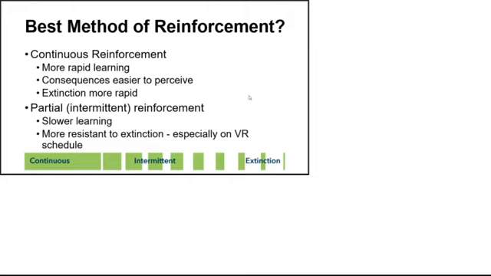But as always, our answer to which is the best is that it depends on the situation. If you're trying to have someone learn something very, very quickly, a continuous reinforcement schedule is going to be your best bet. And that's because every time they perform that response, they're going to receive reinforcement. So it's really easy to see that direct connection between the action and the outcome. So if they press the lever and get food every single time, they figure out very quickly that the lever leads to food.